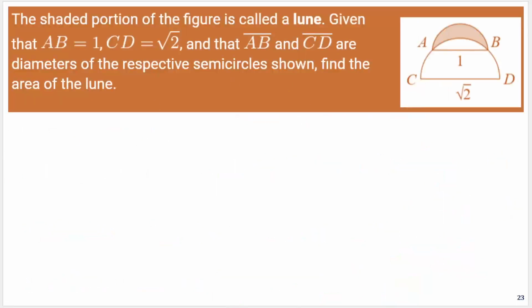So the shaded portion of the figure is called the lune. Given that AB equals 1, CD equals square root 2, and that segments AB and CD are diameters of the respective semicircles shown. Find the area of the lune. Okay, if you have any ideas, please give me an answer in the chat box, okay?